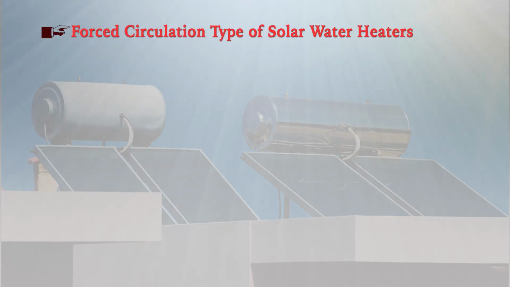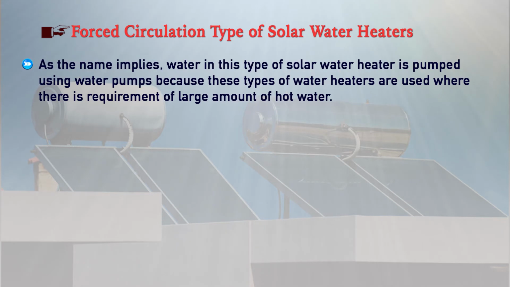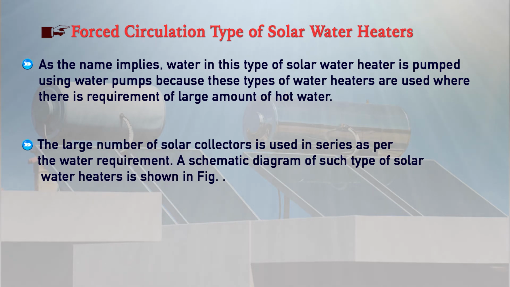Now we will discuss forced circulation type solar water heater. As the name implies, water in this type of solar water heater is pumped using a water pump, because this type of water heater is used where there is a requirement of a large amount of hot water. A large number of solar collectors are used in series as per water requirement. A schematic diagram of such a solar water heater is shown here.